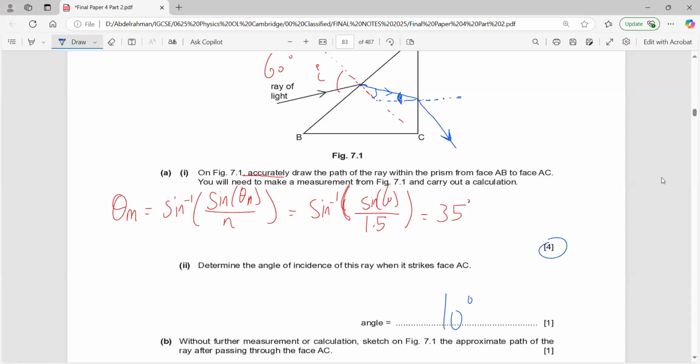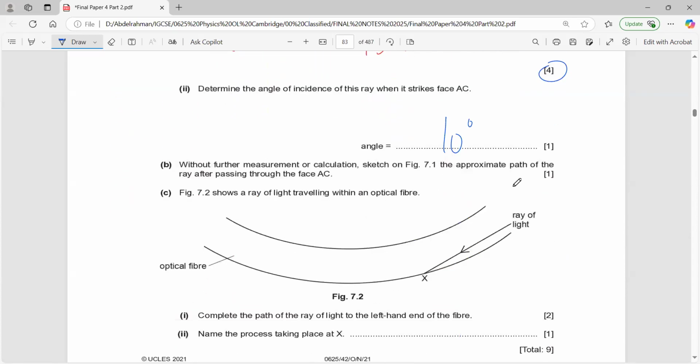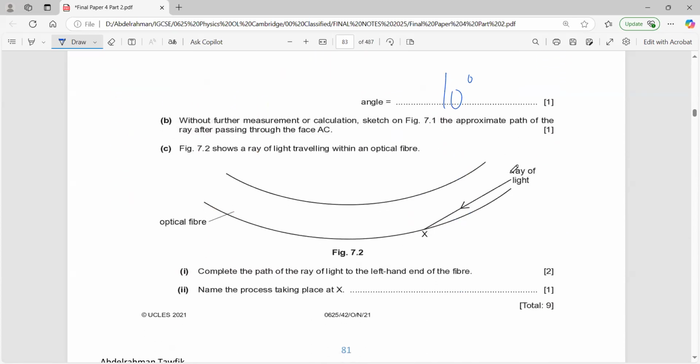Good. Figure 7.2 shows a ray of light traveling within an optical fiber. Complete the path of the ray to the left hand end of the fiber. As it moves to the left hand end, what will happen? That's the total internal reflection. Can I draw it? Yes, you can draw it.